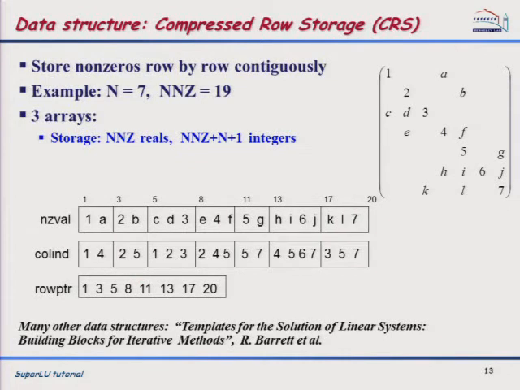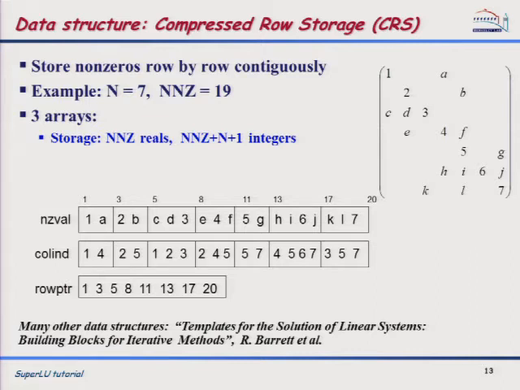Compressed row storage is the one used for storing the matrices that SuperLU needs. Basically, given a matrix like this, the entries on the diagonal are given by numbers, the others by letters, just to simplify the representation. And in order to store that matrix, you need 3 vectors.